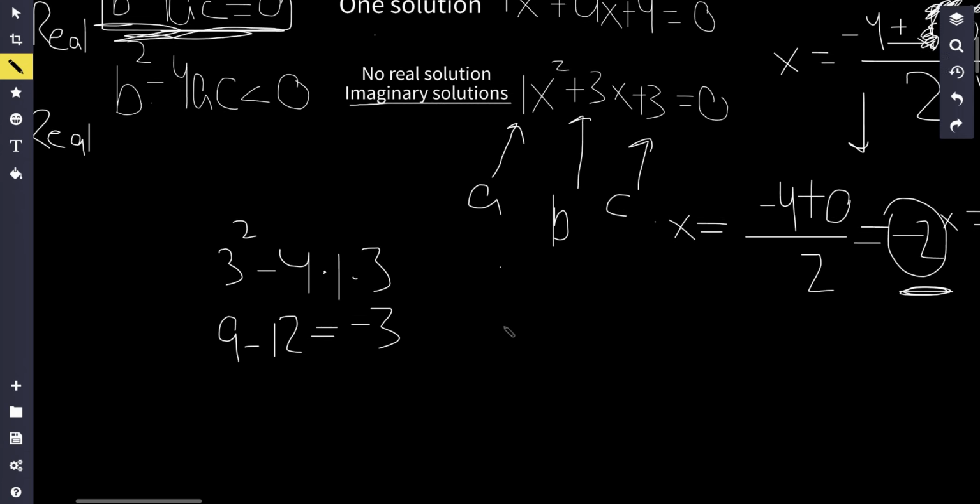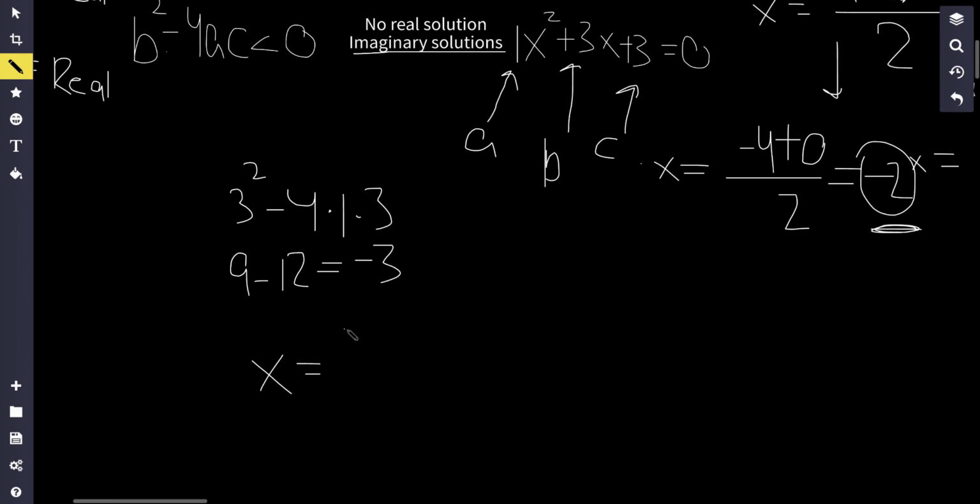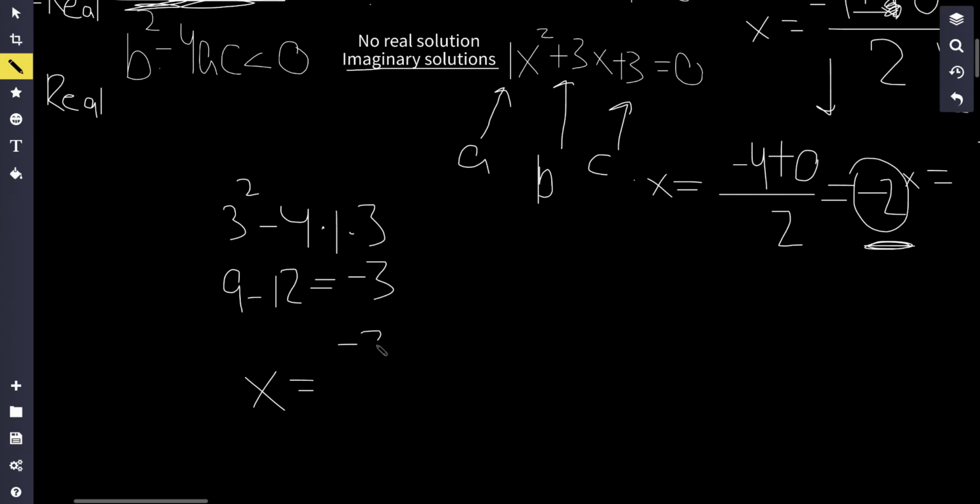So let's check our work using the quadratic formula. We're going to have x is equal to negative b, so negative 3, plus or minus the square root of, in this case, b squared minus 4ac, which is 3 squared minus 4 times 1 times 3. And we said how all of this is equal to negative 3.